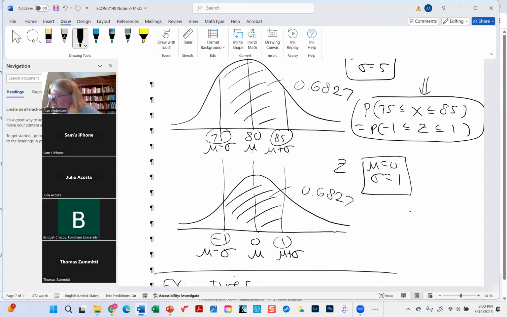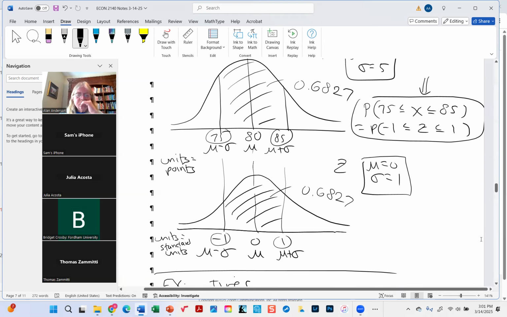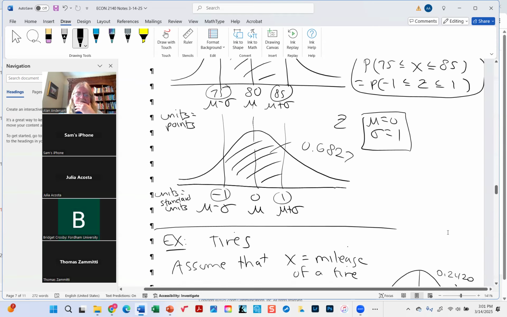On the top, these units are points on an exam. On the bottom, these units are referred to as something called standard units, which means how many standard deviations are we away from the mean? Wow, that was interesting. So in other words, what this is showing us is we have many different ways of calculating these probabilities. And of course, when we get back to school, we'll see that yet another one is using Excel.